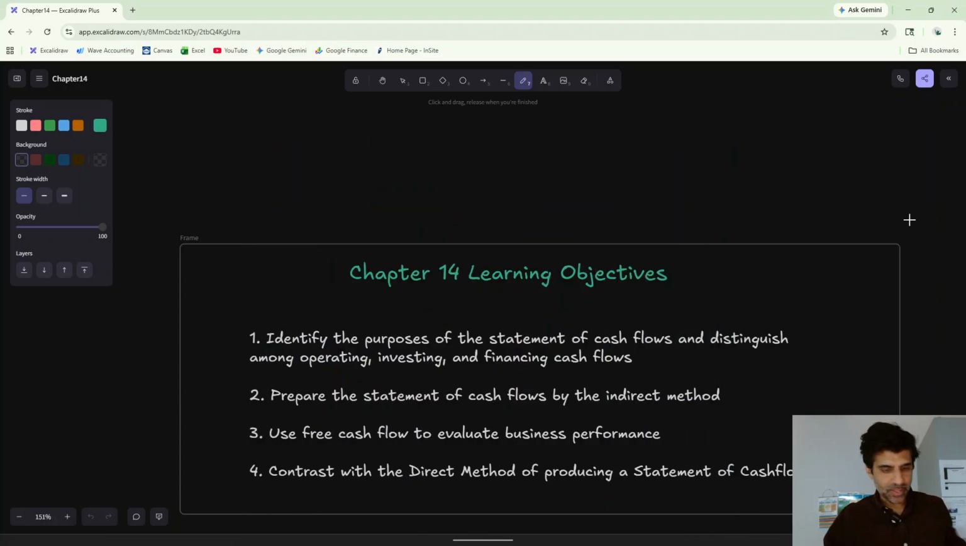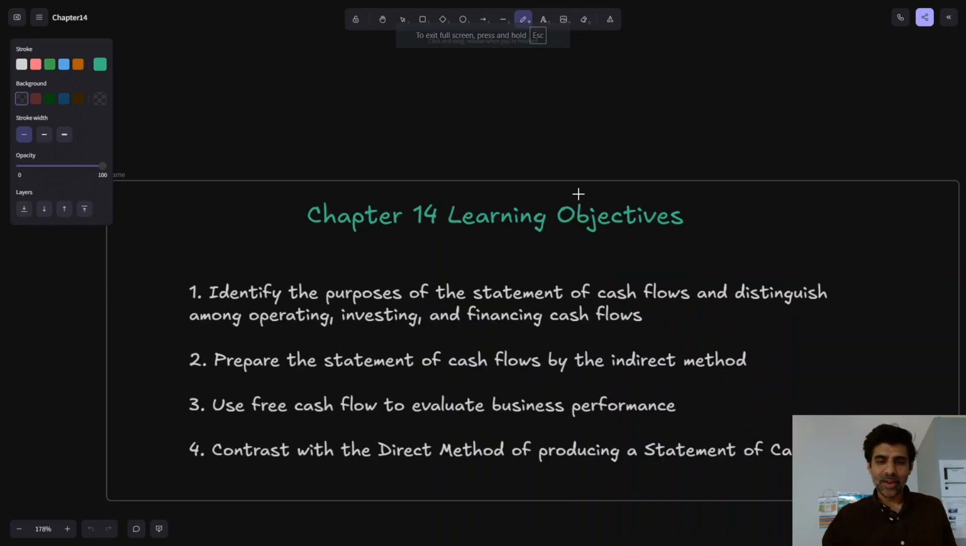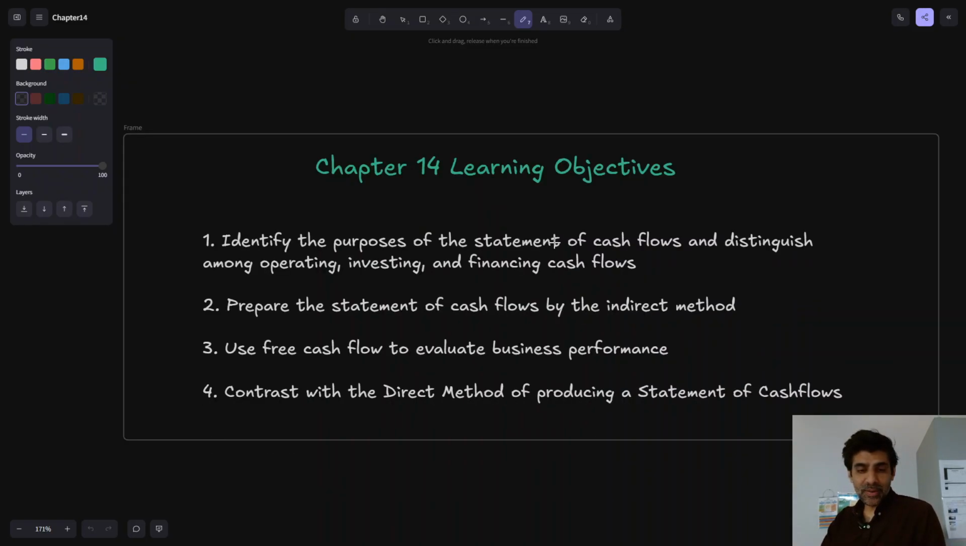All right, chapter 14 is a good one. It's a little challenging, but it's an interesting one, I think, because we're going to be talking about another financial statement that we've tangentially been looking at every now and then, but now we're going to spend a whole chapter talking about this statement of cash flow.